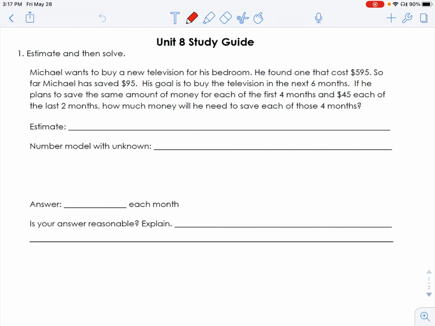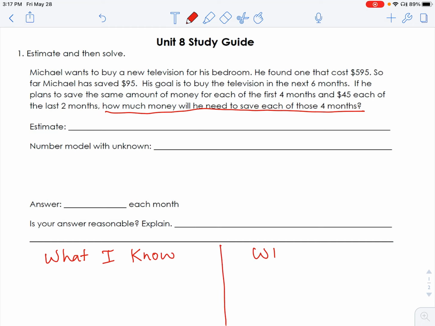So what's the question asking? Look back. It's asking how much money will he need to save for each of those 4 months. I'm going to underline that. And I'm going to make a chart of what I know. This is what your scrap paper was for, right? What I know and what I want to find.